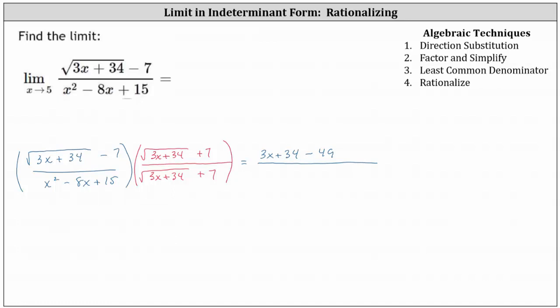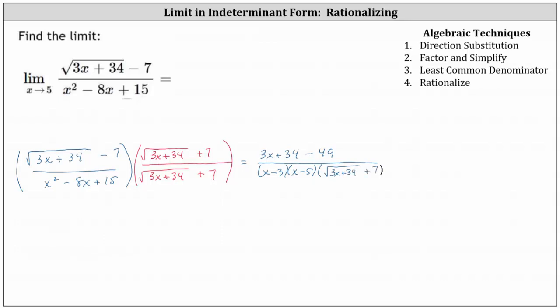And now for the denominator, let's go ahead and factor x squared minus 8x plus 15. The factors of positive 15 that add to negative 8 are negative 3 and negative 5, giving us factors of x minus 3 and x minus 5. And we still have times the quantity, the square root of the quantity 3x plus 34 plus 7.